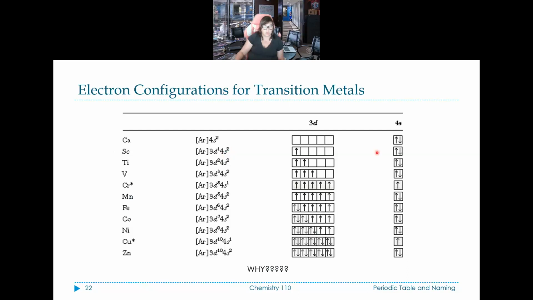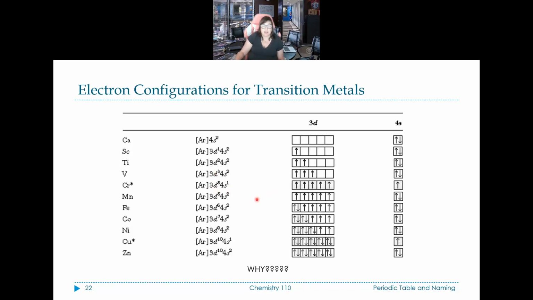Okay, so this is still full. I put 1 in the D. My next one, titanium, is going to be an argon core 3d2 4s2. So this is still full. I add 2 to the 3d. We add 1 more electron, we keep this 4s full, and we add 1, 2, 3. But then we have chromium. And chromium, its electron configuration is argon 3d5 4s1. That's unusual because we've gone from 4s2 to 4s1 and from 3d3 to 3d5.